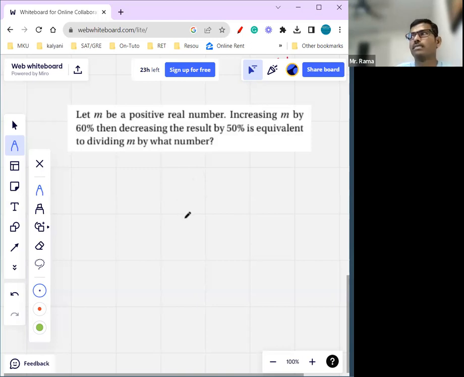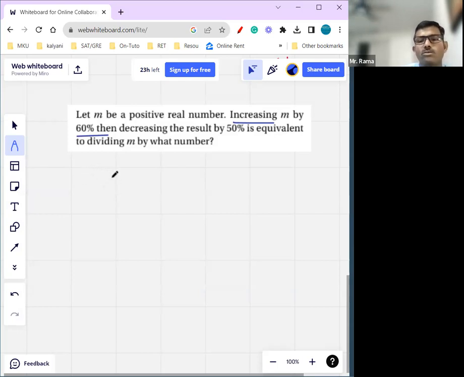Take it as 100, okay? So if m increased by 60%, increasing means I'm going to multiply with 1.6. So I am going to multiply a number that's increasing with 1.6. Let's say 100, I am multiplying with 1.6, which gets me 160. Now this one decreases by 50%.